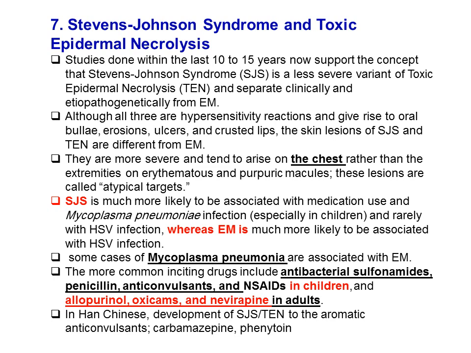The more common associated drugs include antibacterial sulfonamides, penicillin, anticonvulsants, and non-steroidal anti-inflammatory medication in children, and allopurinol, oxicams, and nevirapine in adults. Development of Stevens-Johnson syndrome and toxic epidermal necrolysis with the aromatic anticonvulsants carbamazepine and phenytoin may also be associated.